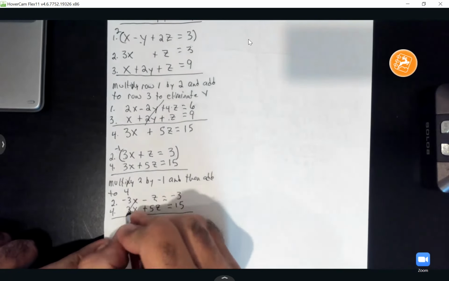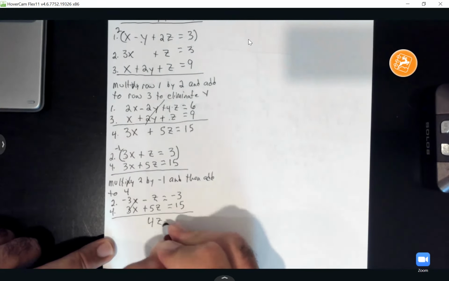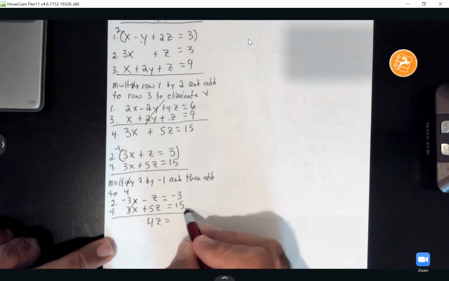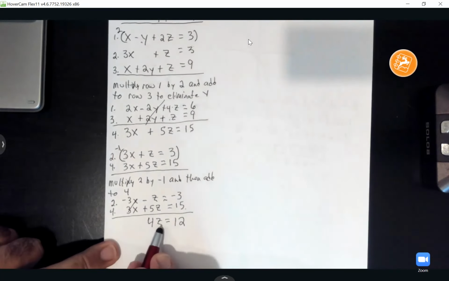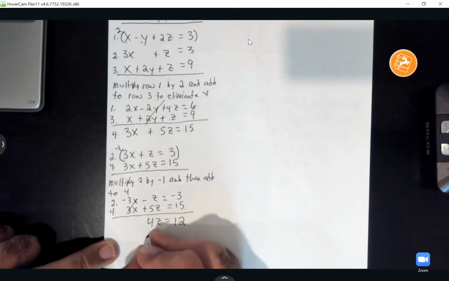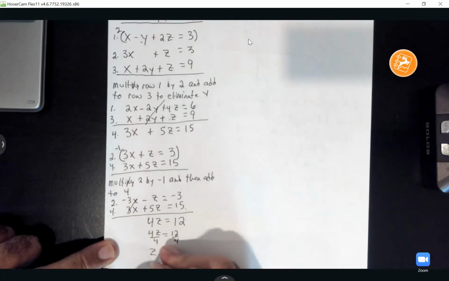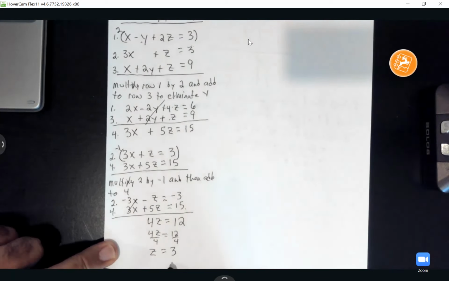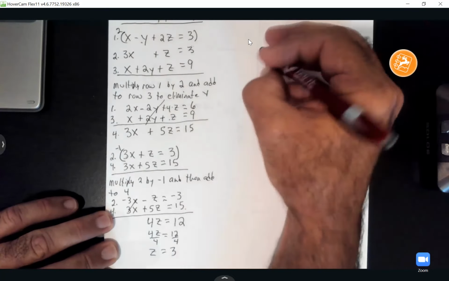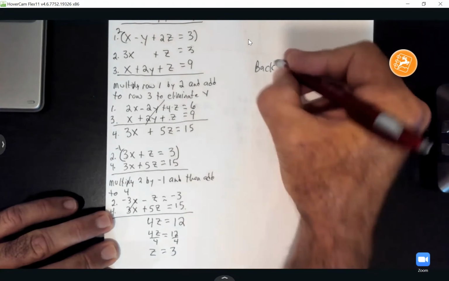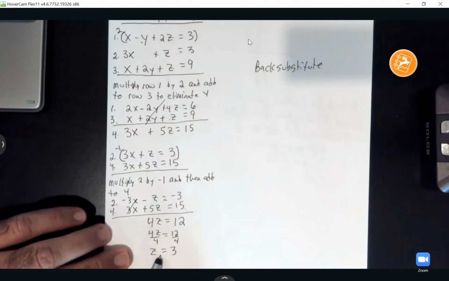Y'all look at that. The x's now cancel. Negative 1 plus 5 gives me 4z, equal to negative 3 plus 15, which gives me 12. I've got one variable now. I'm going to solve for the z by dividing both sides by 4. So I get z equals 3. So y'all, our next step is to come back. Whoops, too far up. And I'm going to back substitute to get the other two variables, because I know z equals 3.